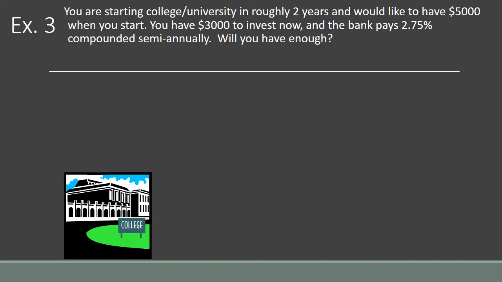So those are two good review questions to see how much you got from the future value, compound interest lesson from before. Our next example is going to act as a review, but also a segue into present value. So for our third example, let's say you're starting college, university in roughly 2 years. You'd like to have $5,000 when you start. You have $3,000 now. And you found a bank that's going to pay you 2.75% compounded semi-annually. Will you have enough money?